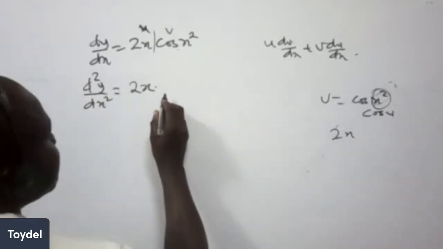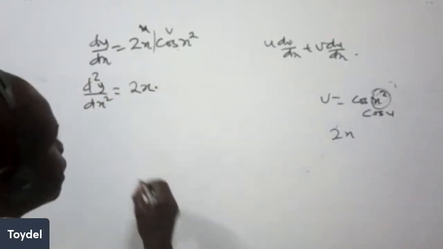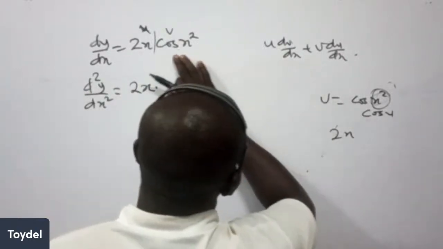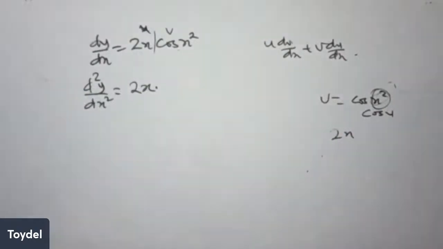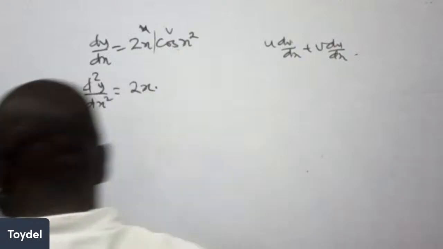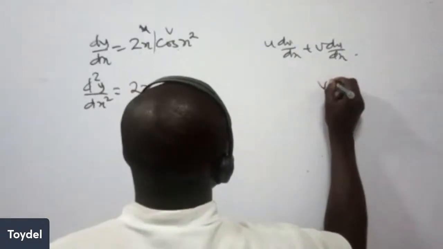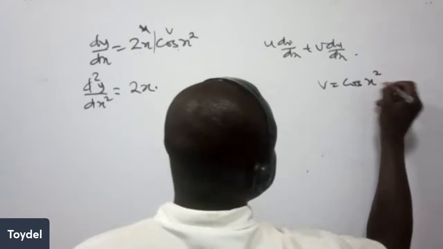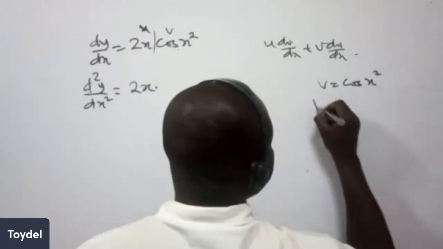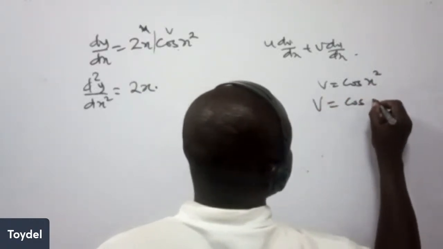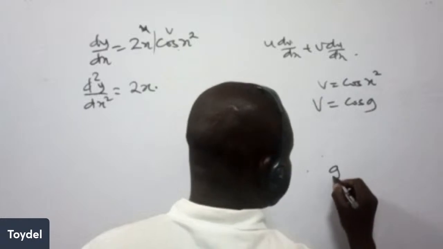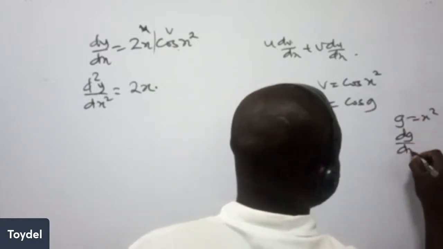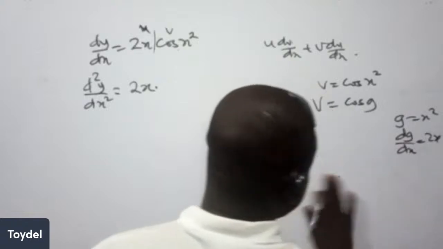So what I'm trying to say is that this v is given as this. What is dv/dx? Let me solve dv/dx here neatly. If v is equal to cos x squared, then I can represent x squared. Let v equal cos g. Then that simply means that g is equal to x squared. dg/dx is going to give me 2x. That's what I'm going to get.